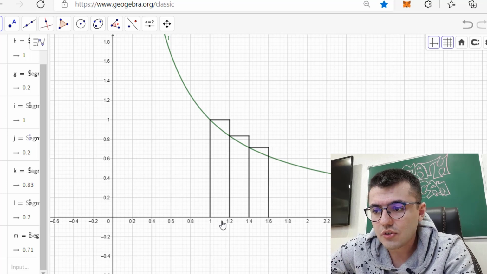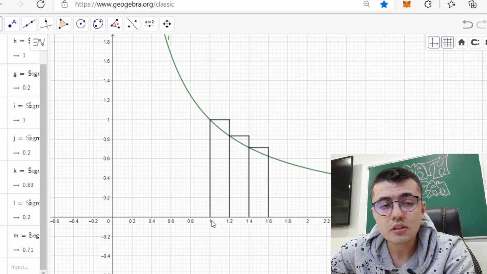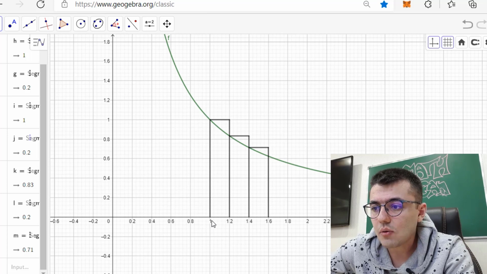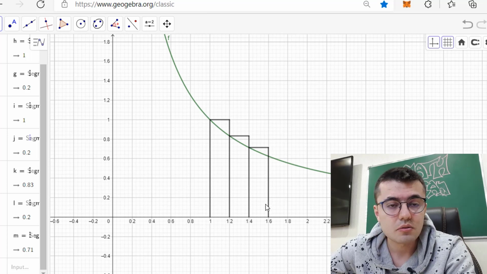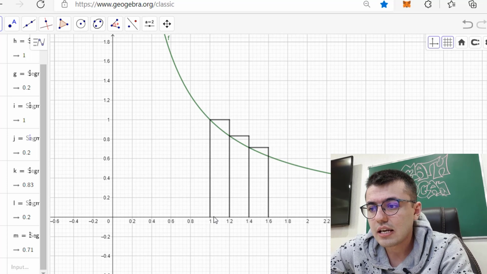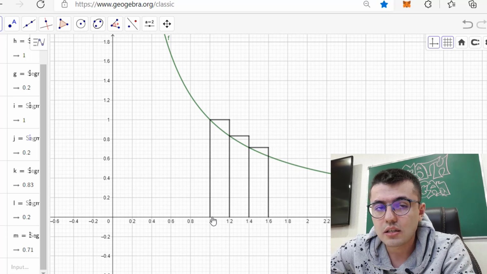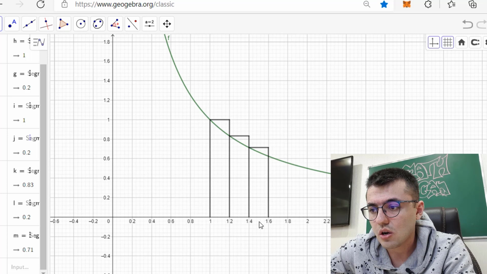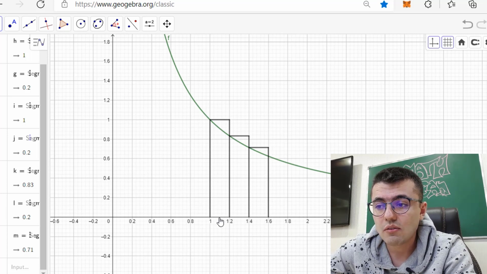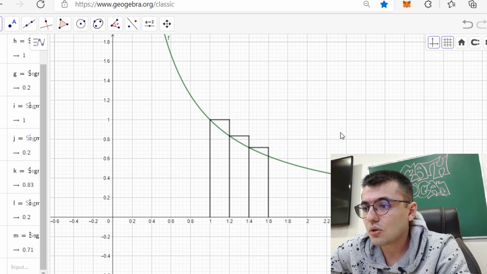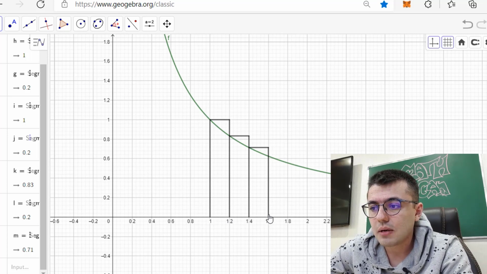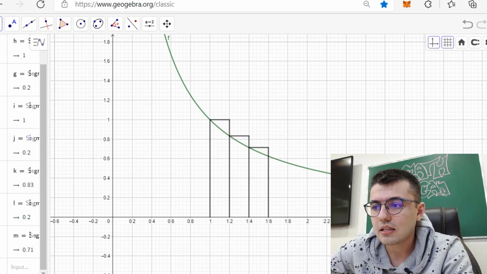In order to find the width of each rectangle, I will subtract 1 from 1.6, and that way I will find the whole length of this interval, right? And then I will divide it by 3, because now I have 3 rectangles. So 1.6 minus 1 will be 0.6. 0.6 is this whole length, and I will divide it by 3. So I will find 0.2. So the logic is, from the end, I will subtract the start and then divide by the number of rectangles.